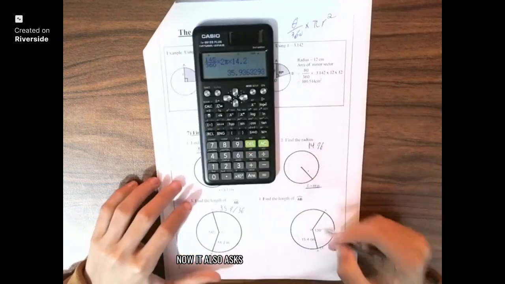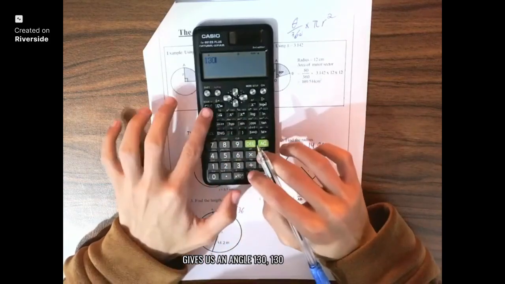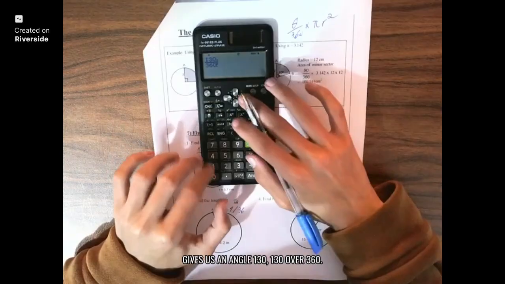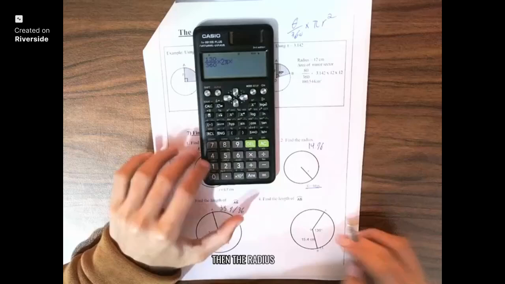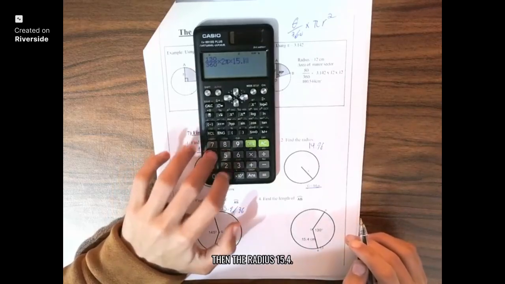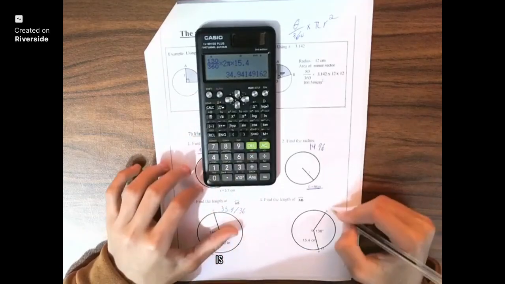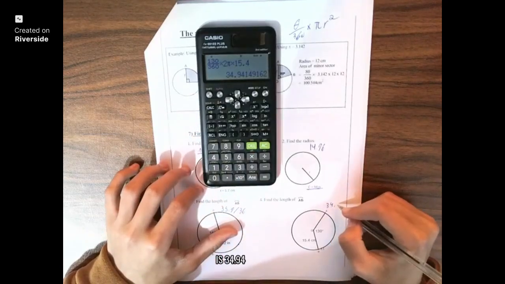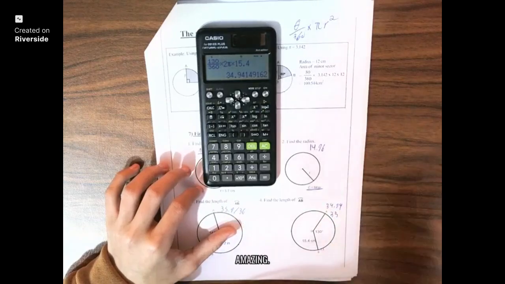Now it also asks for the length again. It gives us an angle, 130 over 360 times 2 pi, then the radius 15.4, which is 34.94 or just 35. Amazing.